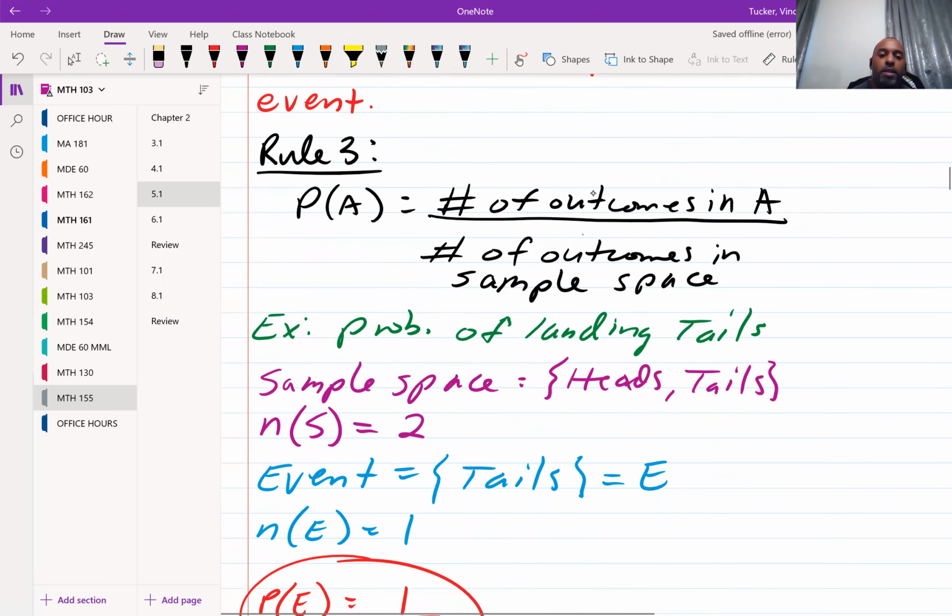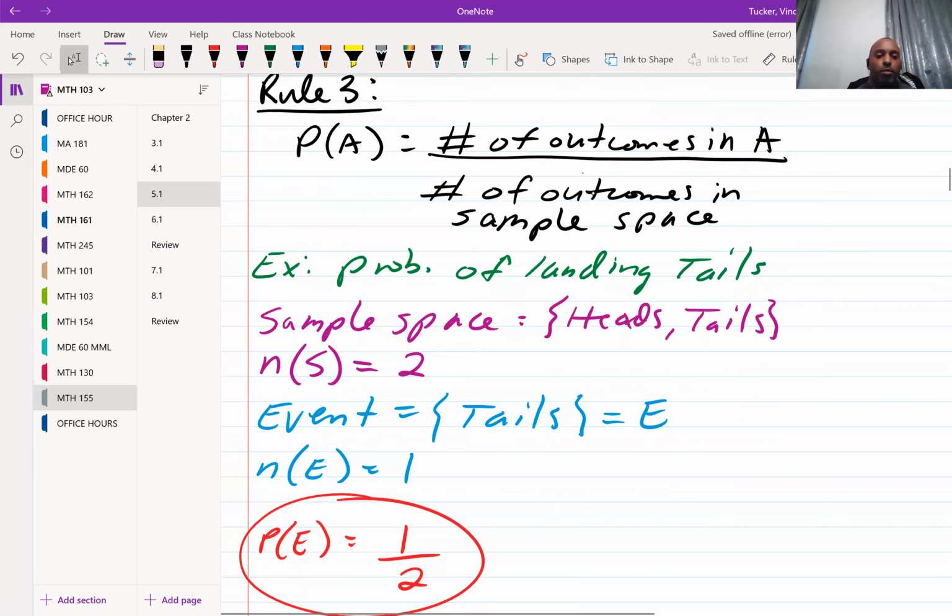To find the probability, I would take the number of outcomes in my event, which is 1, and place it over the number of outcomes in my sample space, which is 2. If we were to convert it to a decimal, I believe you all know that's a 50% chance of landing tails versus heads. Leaving it as a fraction is fine for what my math lab wants from you. So you could have left it at 1/2. That's the foundation of finding your probability.